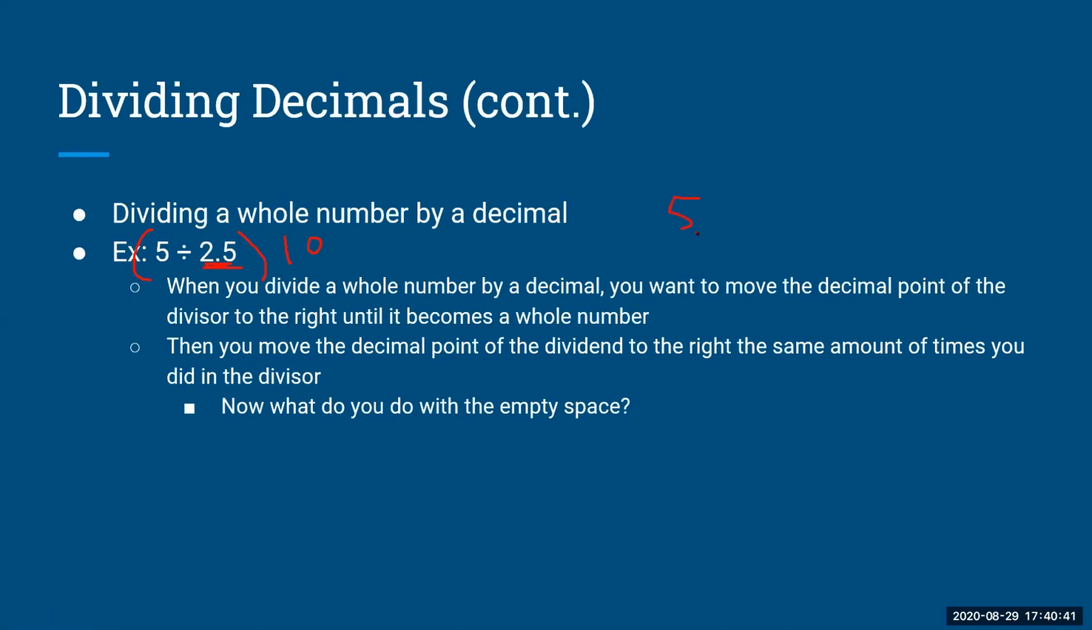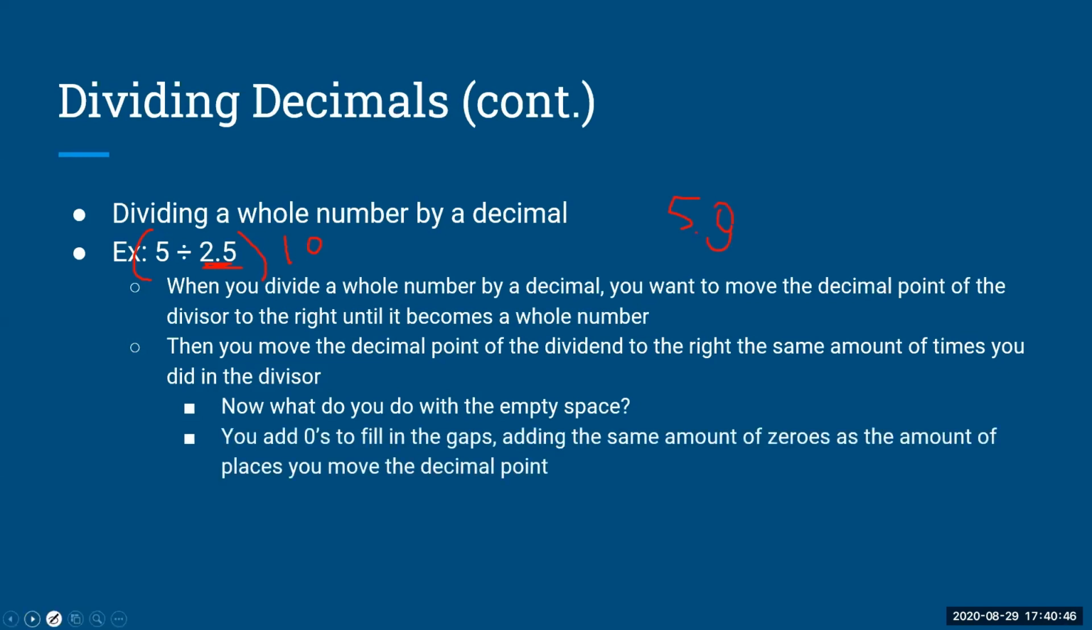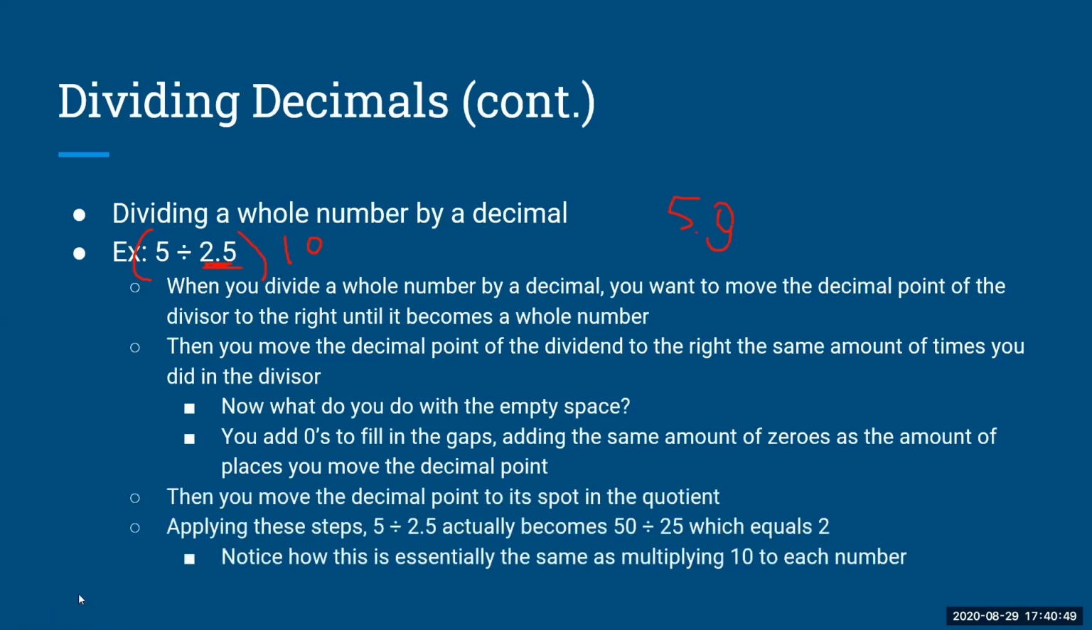If you had the 5 and moved the decimal once, you just add a 0. You add zeros to fill in the gaps. So any gaps you have, you add zeros. Technically, 5 divided by 2.5 is actually 50 divided by 25, which is 2. And that's the same thing for this one. If I show it this way, you have your decimal point here, you just move it over 1, then you don't have to put your decimal point here. So it's 50 divided by 25, just 2. So it's essentially the same as multiplying each number by 10. And it works because why is 10 overrated?